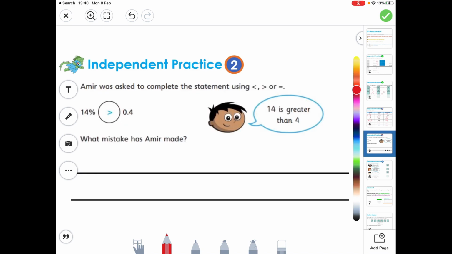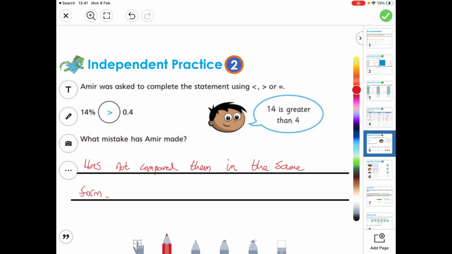Slide number 5. Amir was asked to complete the statement using greater than, less than, or equals. He put 14% is bigger than 0.4. So he says 14 is bigger than 4. So that's why he's put it in. What mistake has Amir made? Well, he hasn't compared them in the same form.